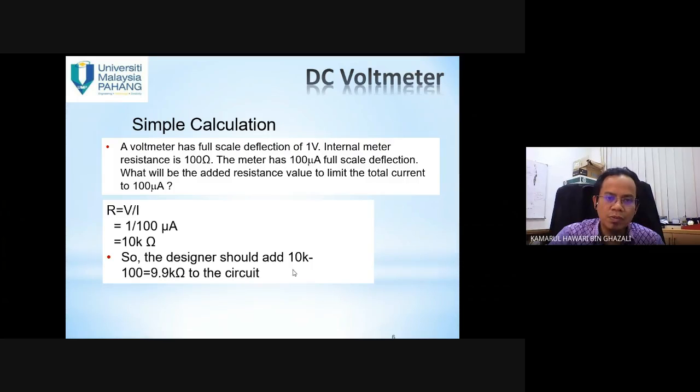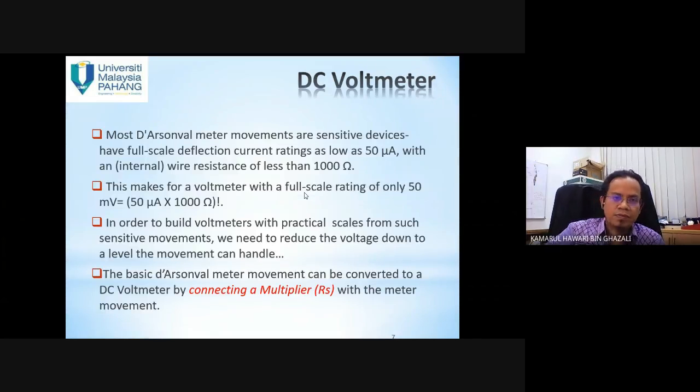So the designer should add 10k minus 100 ohm, which equals 9.9 kilo ohm, to the circuit. So if you put this value of resistor into the circuit, you can avoid any damage to the meter.